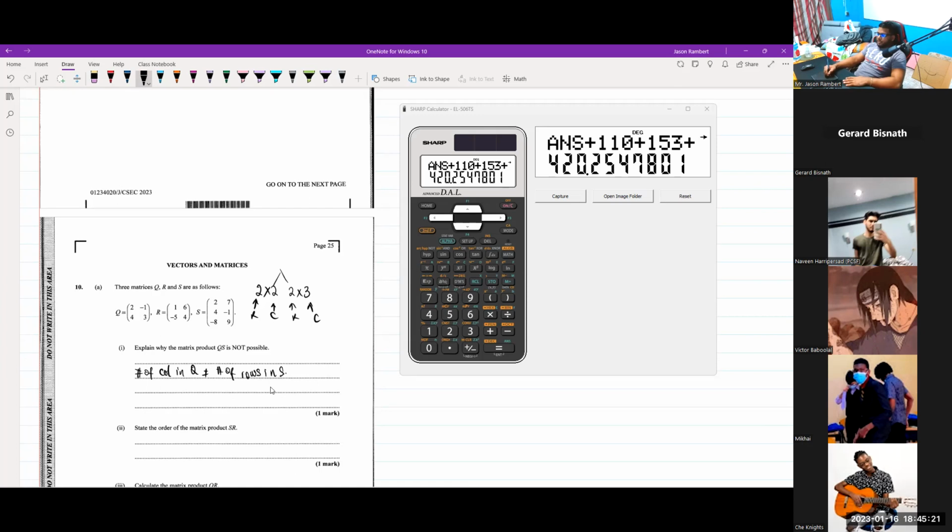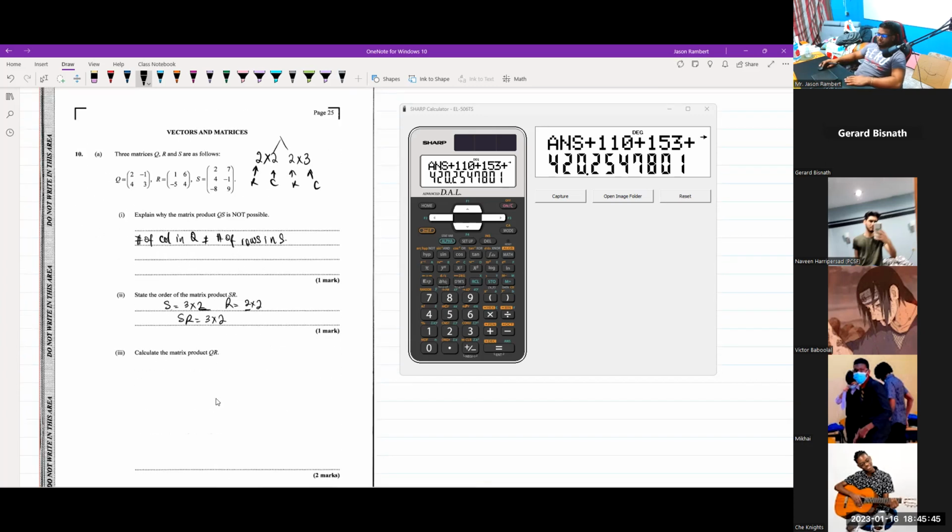State the order of the matrix SR. So S is a 3 by 2, and R is a 2 by 2. So this here could be correct, and SR is going to be a 3 by 2 matrix. Right, two easy answers there.